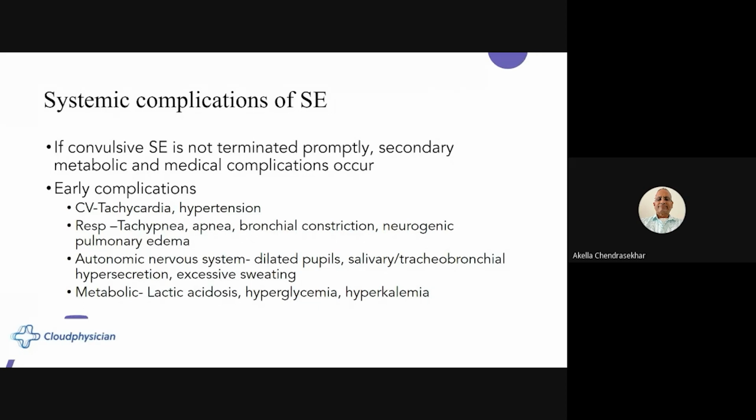You're the eye in the sky for the care team. And for the bedside team, you are the spear, the tip of the spear. Please understand that. Okay. So again, when we're talking about acidosis, you can have lactic acidosis, you can have hyperglycemia, you can have hyperkalemia. These are all systemic complications related to seizures. Keep an eye out. Next slide.